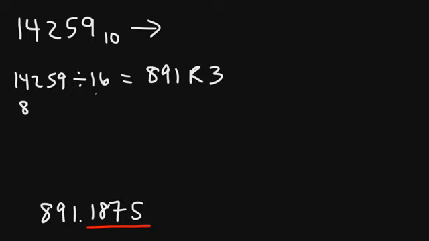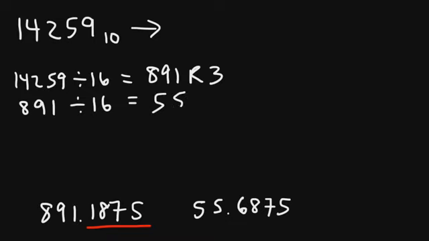Now, let's take 891 and divide that by 16. And so that's going to be 55.6875. So that's 55 remainder, and then take 0.6875, multiply that by 16. So that will give us remainder 11.